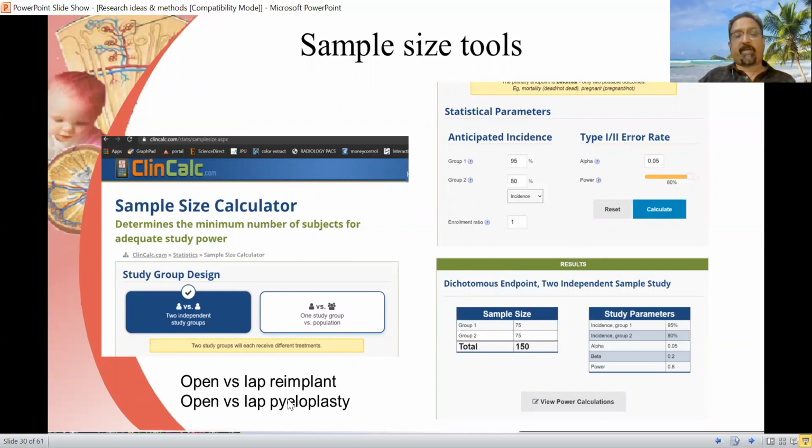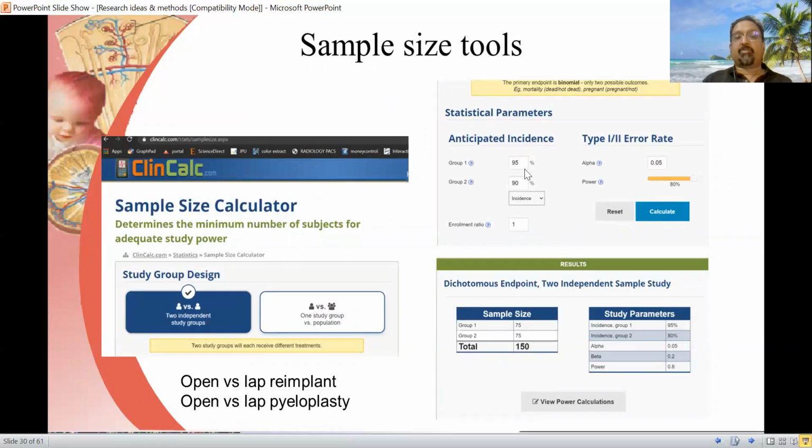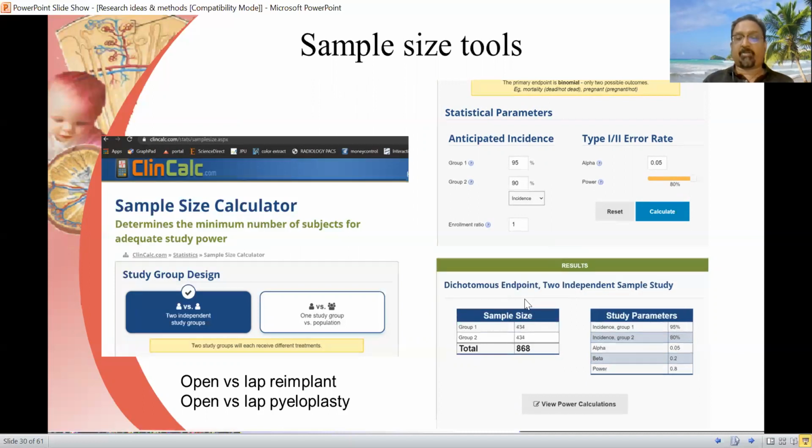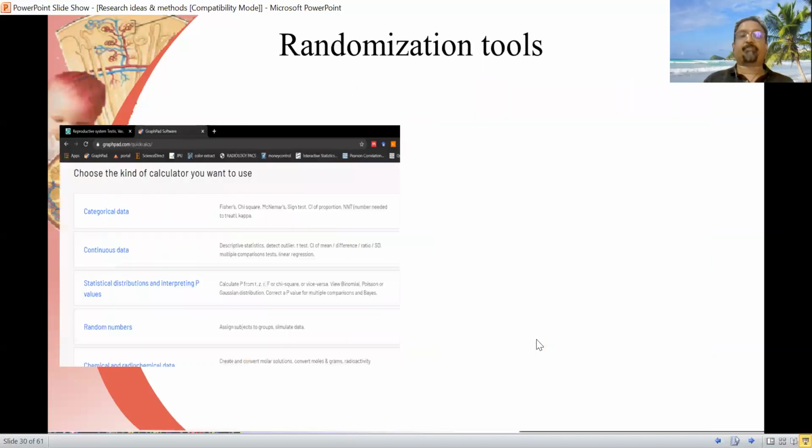Now let us look at some other example, open versus lap pyeloplasty. Here this difference was like a 15% difference. So that is why we have this number. Now let us change this. Open pyeloplasty has a success rate of 95%. Lap pyeloplasty has a success rate of 90%. So if you enter those numbers, your values also change. From 150, it has become 800 patients. So you need 400 patients in each group. So that means the wider the difference between the groups, the smaller the sample you need.